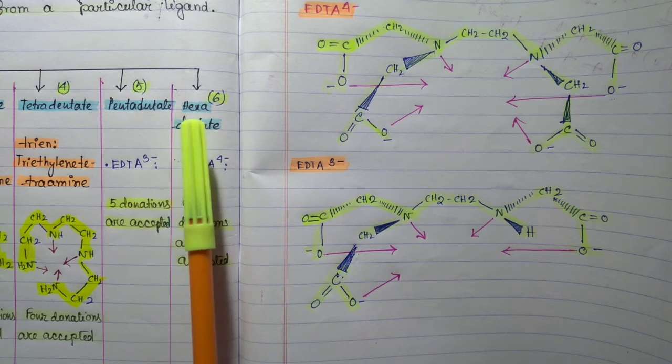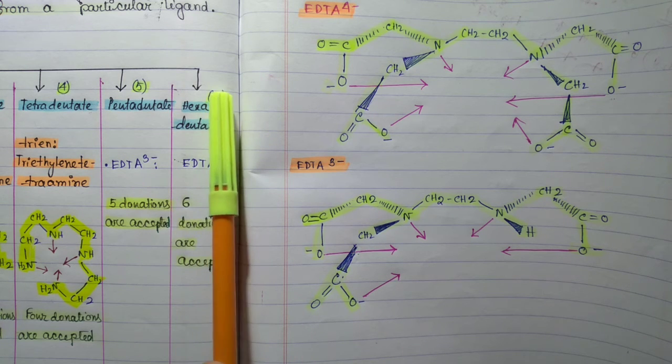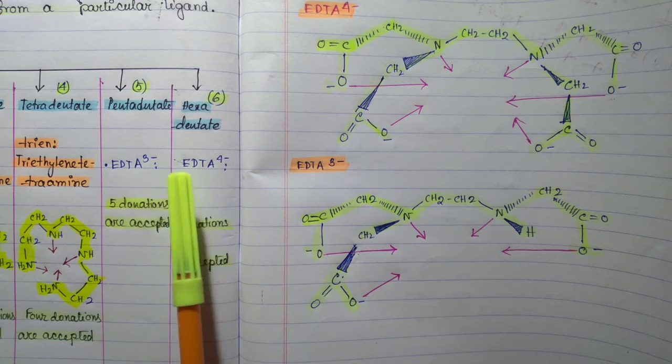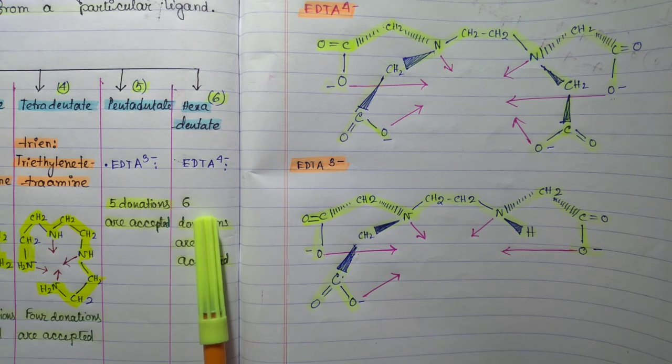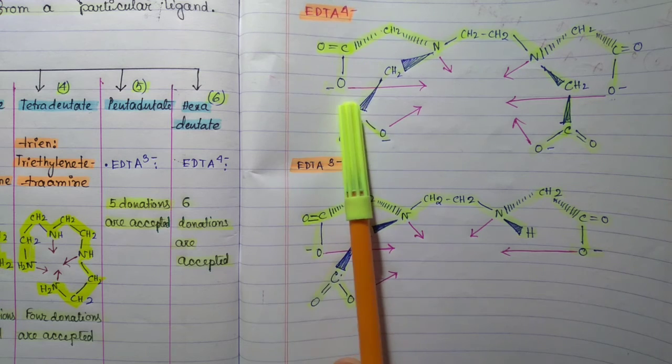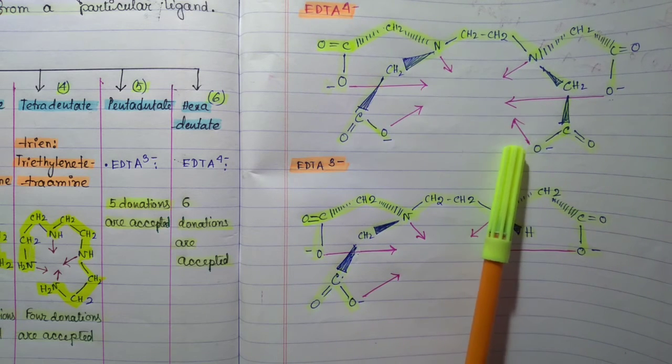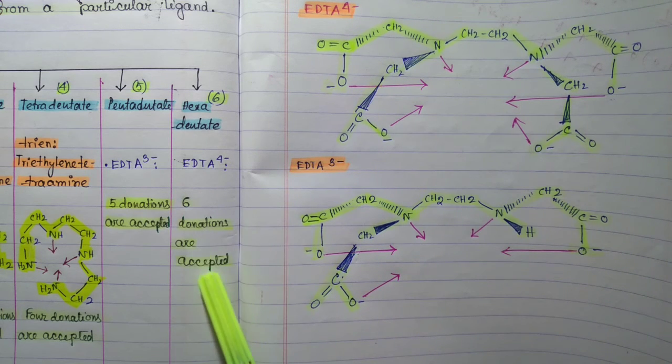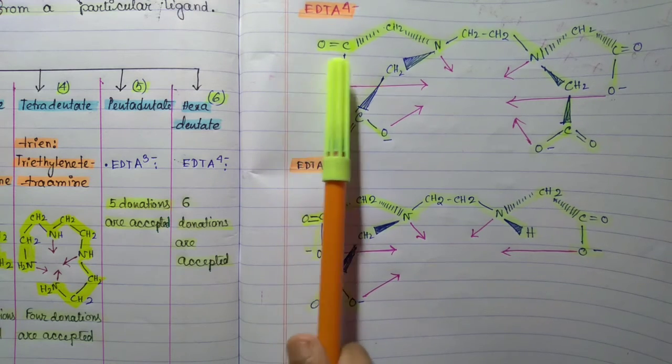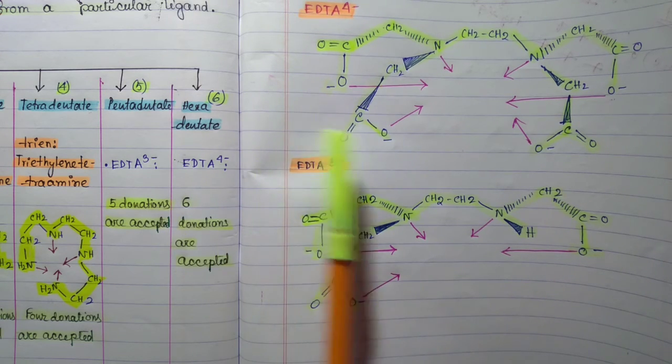For hexadentate ligand, hexa means six, and the example of a hexadentate ligand is EDTA 4 minus. Six donations are accepted. Look at this structure: 1 2 3 4 5 6, six donations are accepted, so EDTA 4 minus is a hexadentate ligand.